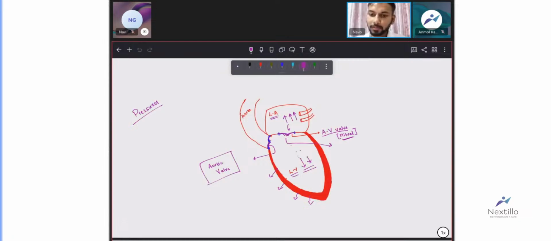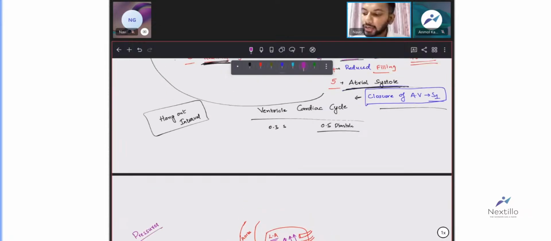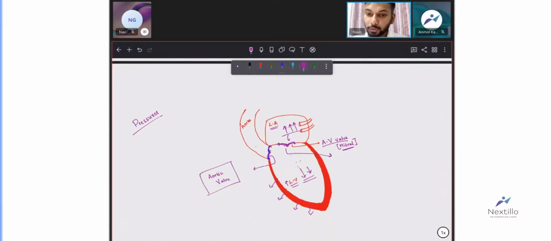Now coming to this concept, it makes it very easy. If the pressure in the left atrium crosses the pressure in left ventricle, this valve will open. Next, if pressure in left ventricle crosses the LA pressure, AV valve will close. Same way, if pressure in left ventricle crosses the pressure of aorta, aortic valve will open. If pressure in aorta crosses the pressure in left ventricle, that is when aortic valve will close. Yes, this we've already done in the cardiac cycle. I am repeating it to you with respect to pressures.